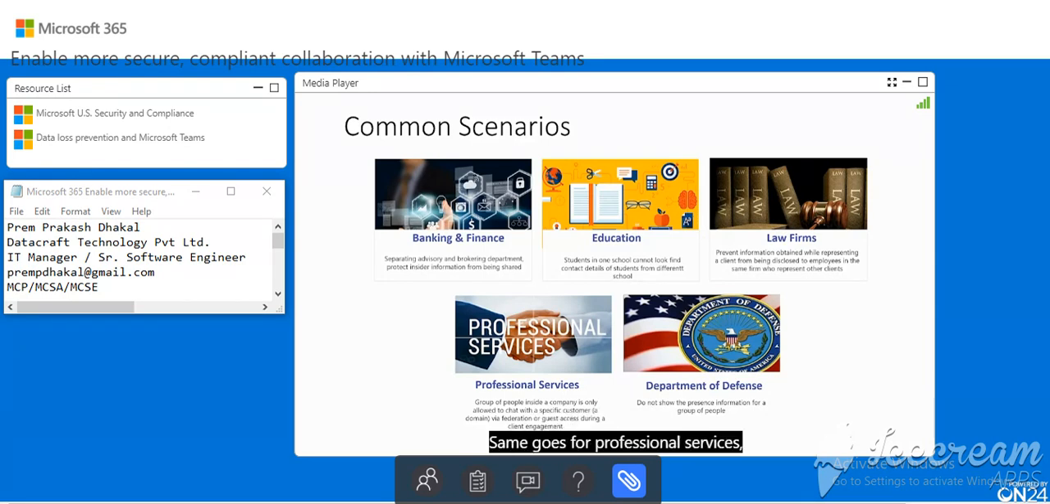Same goes for professional services, where you can have one group in a company chat only with a specific customer, and this is done by federation. And last, my favorite one, for government use cases, you can prevent specific information from being exposed to specific groups or people.